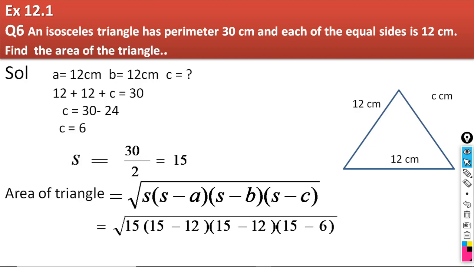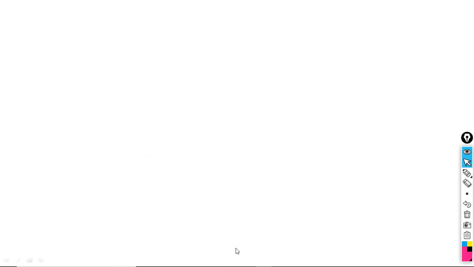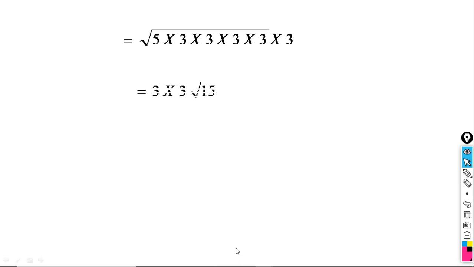Substituting the values 15 minus 12, 15 minus 12 and 15 minus 6, and by simplifying them you'll get this value, 5 into 3 repeated, in fact 5 times, and we'll do pairing. When you do the pairing here, 1 and 2 pair of 3 is complete, and rest of the numbers will be retained in the root term. So we get 9 root 15. 9 root 15 centimeter square. That is area of a triangle.